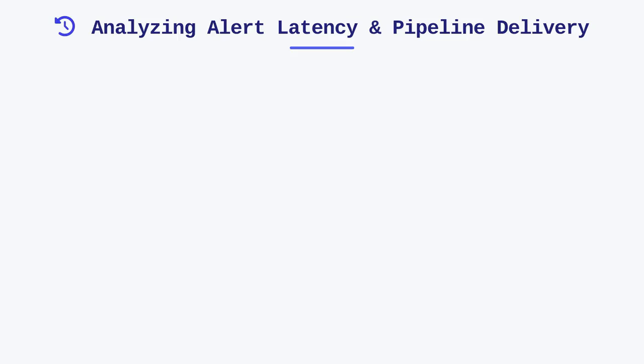Finally, you must consider the role of upstream pipeline delivery times in the context of alert latency. An alert might appear to be delayed because the metrics themselves are arriving at the observability platform behind schedule due to network congestion or ingestion pipeline bottlenecks.